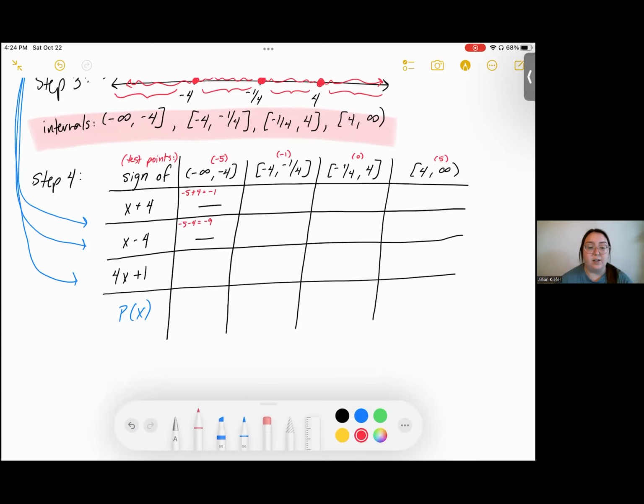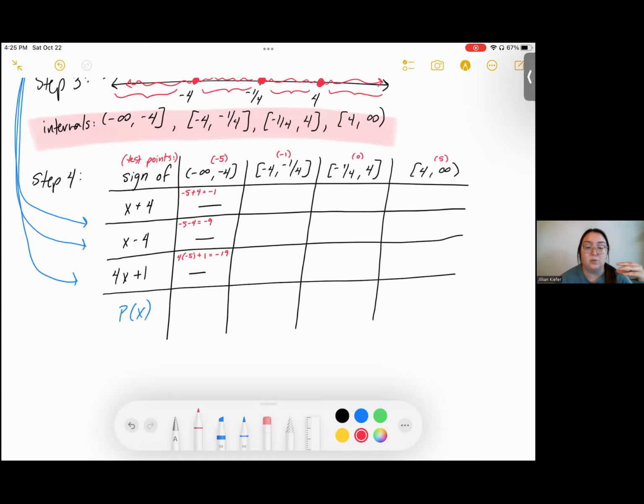Then we have our last one here, 4x plus 1. You're going to plug in -5 for x, so this will be 4 times -5 plus 1. 4 times -5 would be -20, plus 1 would be -19, which, once again, we don't care about the value, only if it's positive or negative. -19 is negative, so we're going to write a minus or a negative sign in the box there. So we found each one of the factors.